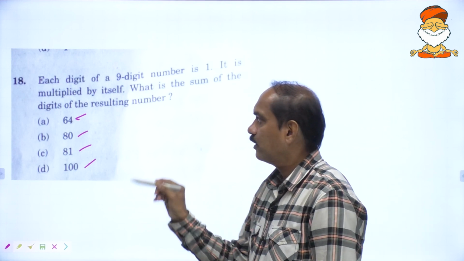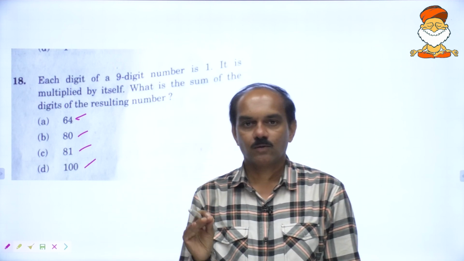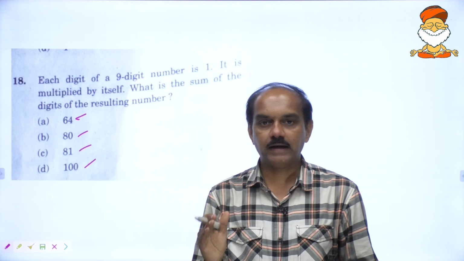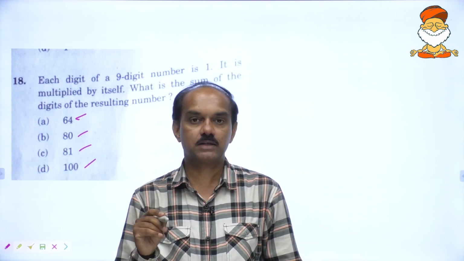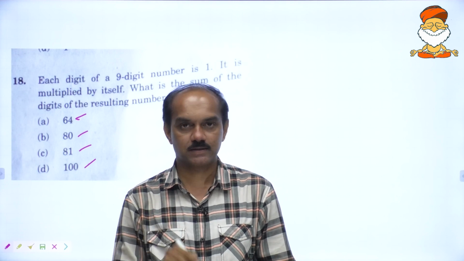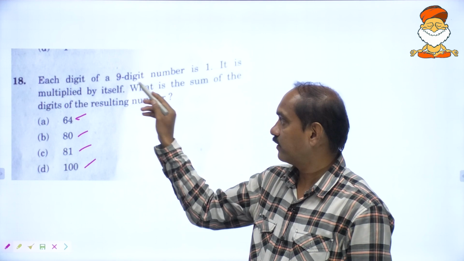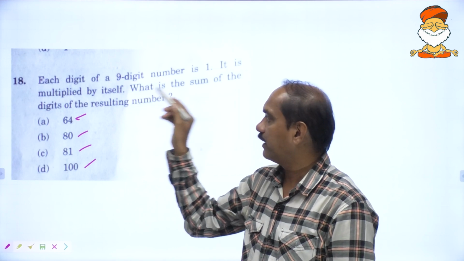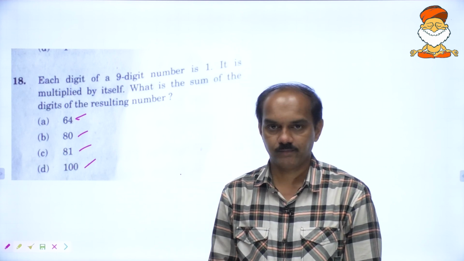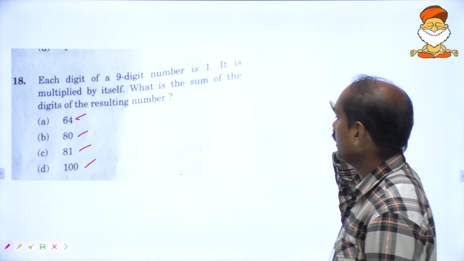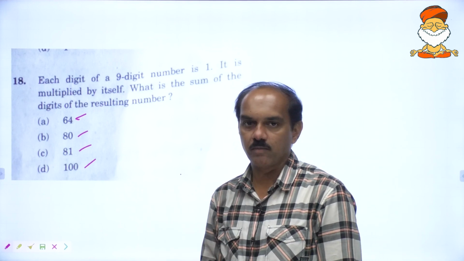See, we are concerned with only a 9-digit number, and it consists of only ones. Each digit of the 9-digit number is 1. It is multiplied by itself, meaning we want its square. Now let me first give you the basics related to this problem.